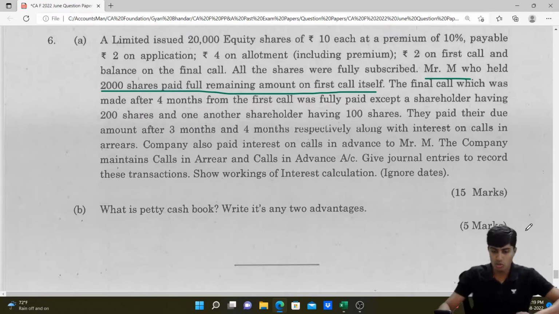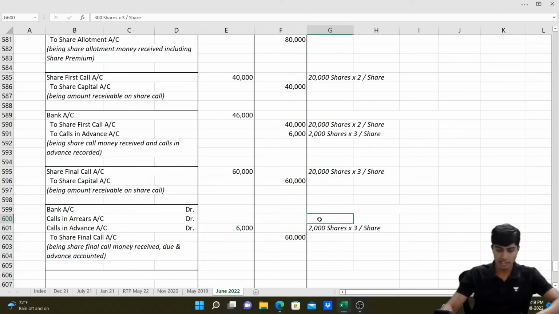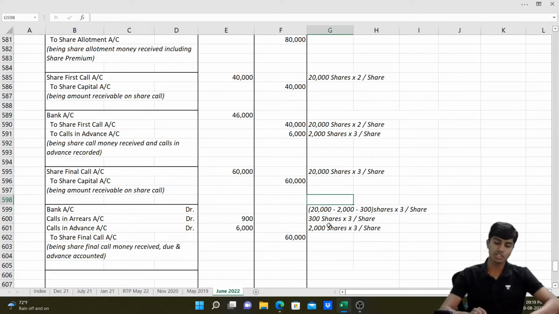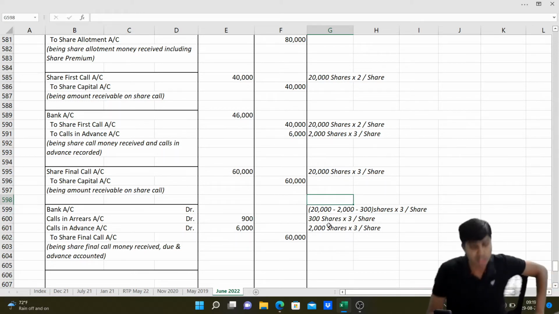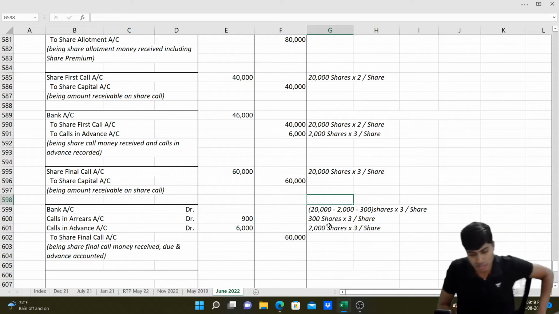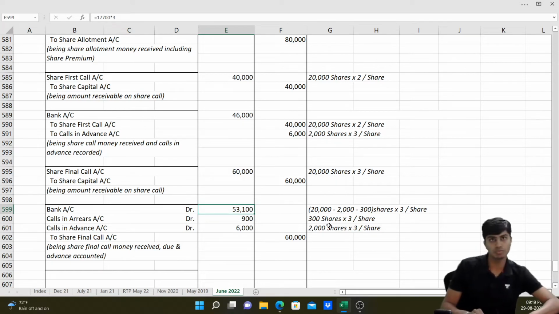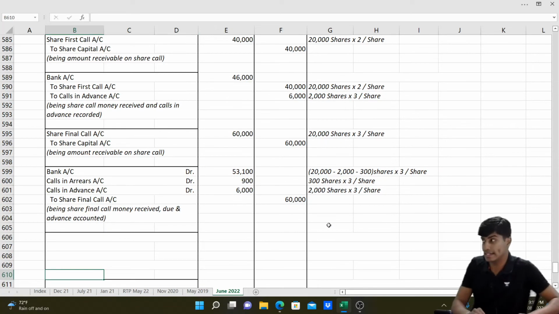And certain shareholders who are holding 100 shares and 200 shares have failed to pay money. So I will write here 100 plus 200, basically 300 shares into 3 rupees per share I will not receive. That is 900. And what is received is the balance, 60,000 minus 6,900. Yeah, of 20,000 shares, 2,000 received in advance, 300 in arrears. So if we deduct 2,300, what am I left with? I'm left with 17,700. Those 17,700 shares into 3 per share is what we receive now, 53,100. Done.